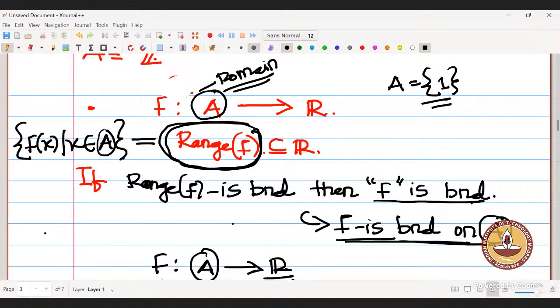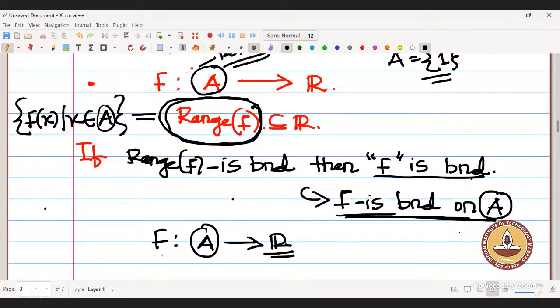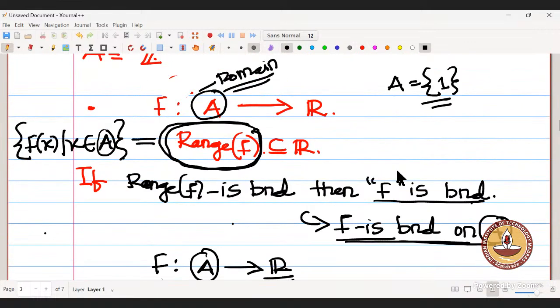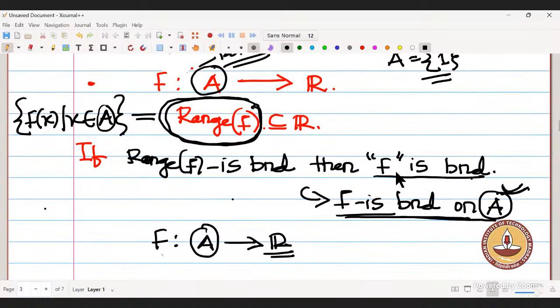Understood, sir. But sometimes the domain could be the entire real line, no? Yes. So that's why, whoever asked this question, you can say 1 by x is an unbounded function on R. Why is this R coming here? Because if you consider the function f of x equal to 1 by x, it's a function from R, so the domain is R. Correct. So that's why this R is coming in this question. When I'm saying my function is bounded or unbounded on A, I'm considering the function whose domain is A. Sir, it means the domain could be finite or infinite. Yes, we have to consider what the range is with respect to that domain. Yes, correct.